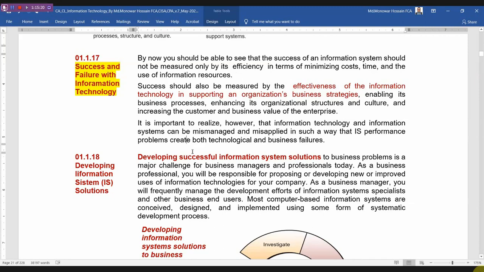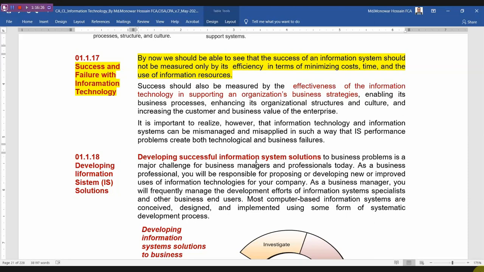Look here. By now, we should be able to see that the success of an organization's system should not be measured only by its efficiency in terms of minimizing cost, time, and the use of information resources. Not only efficiency: we have to manage the cost also, we have to manage the time also, we have to manage the information resources also. And success should also be measured by the effectiveness of information technology in supporting an organization's business strategy to achieve its goals, its mission, and vision, enabling its business processes, enhancing its organizational structure and culture, and increasing the customer and business value of the organization. That is the ultimate goal of the organization.